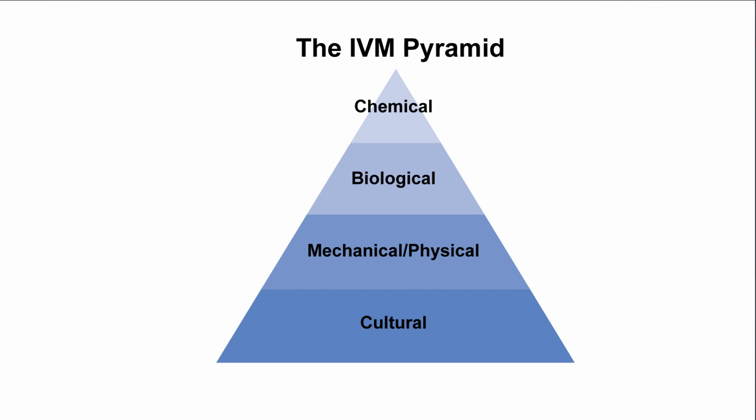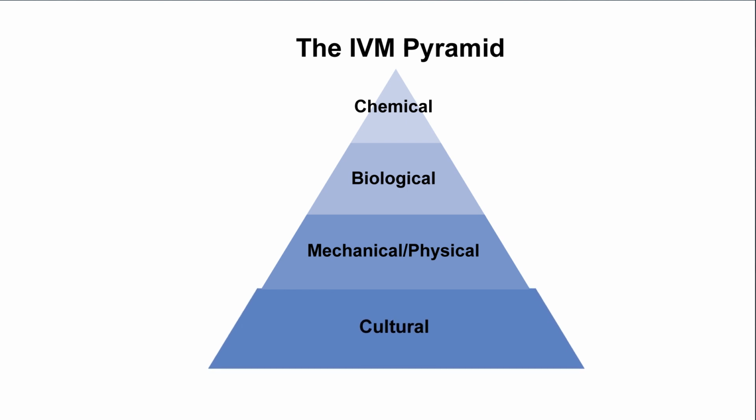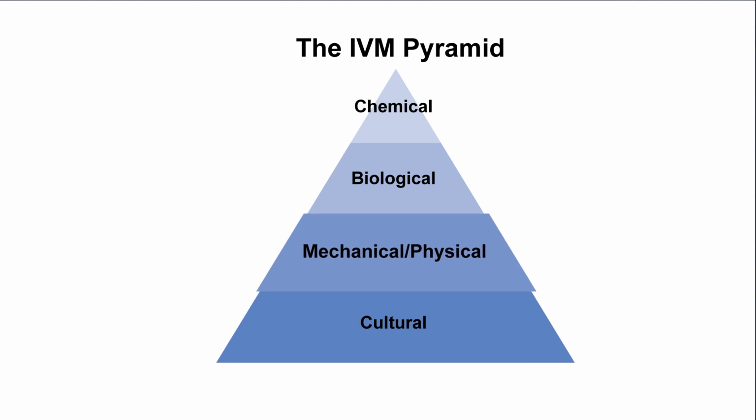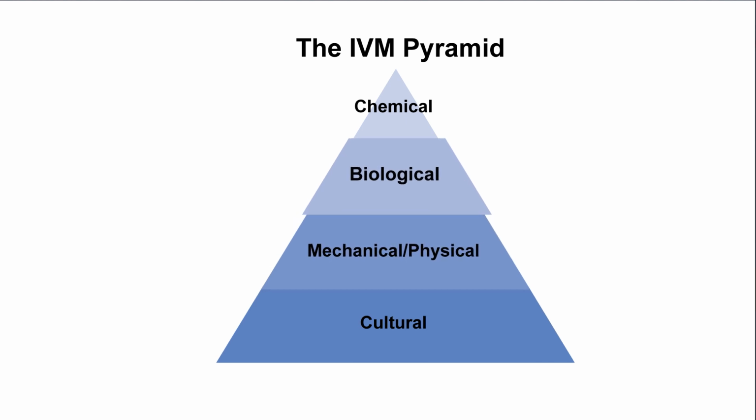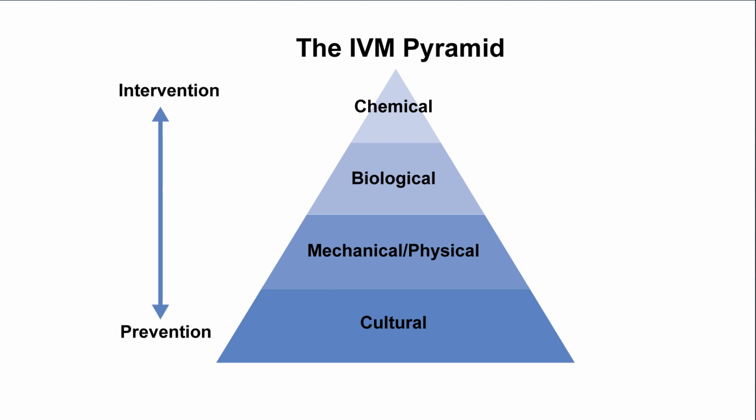We can think of how we use these tactics as a pyramid, with those that should be used the most at the base of the pyramid, and those that should be used the least at the top. At the base of the pyramid are cultural controls, followed by mechanical and physical controls, biological controls, and lastly, chemical controls. From the bottom to the top of the pyramid, we also see changes in the nature of the intervention and the risk associated with them.